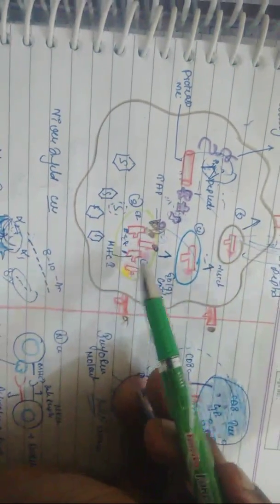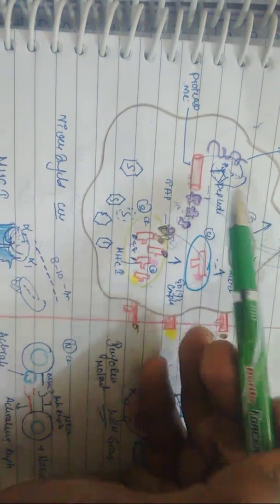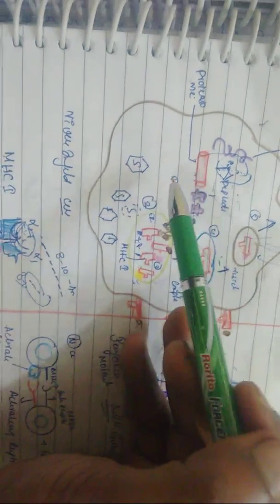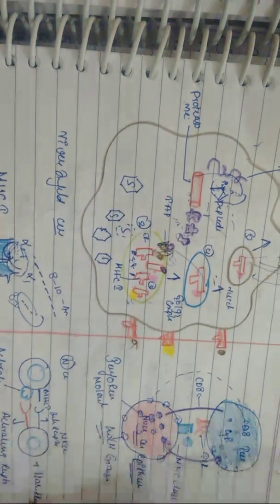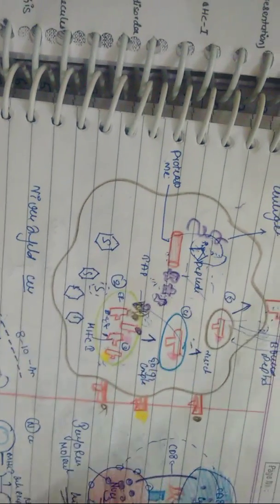Suppose you also have MHC2. If this endogenous antigen, instead of binding to MHC1, binds to MHC2, then it is autoimmune disease. I'll tell you what MHC2 is in a further session, but right now it's written that if endogenous antigen binds to MHC1, it's normal, it's fine. If it binds to MHC2, then it is autoimmune disease. We'll be dealing with what MHC2 is later, but right now this is all about the endogenous antigens, guys.